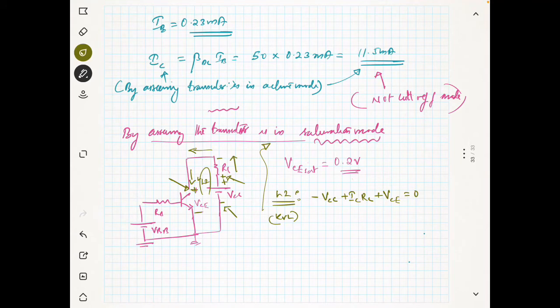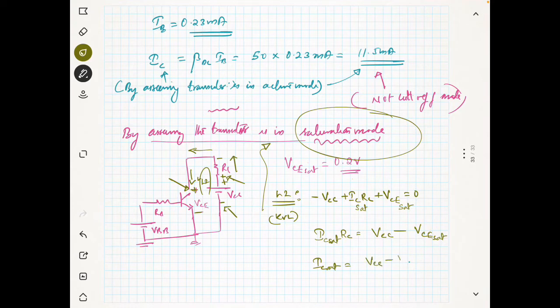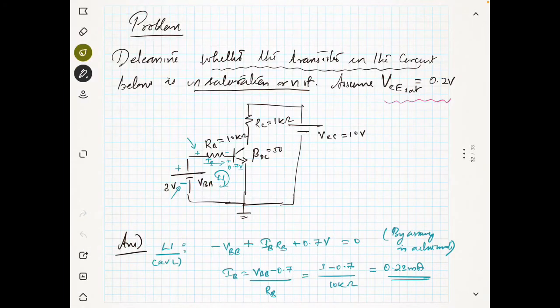So what is IC? I am talking about the saturation mode, because we are assuming saturation mode. In saturation mode, my current will be IC sat and my voltage VCE will be VCE sat. So I can find my IC sat into RC as VCC minus VCE sat. IC sat is equal to VCC minus VCE sat divided by RC. So I am going to find this current.